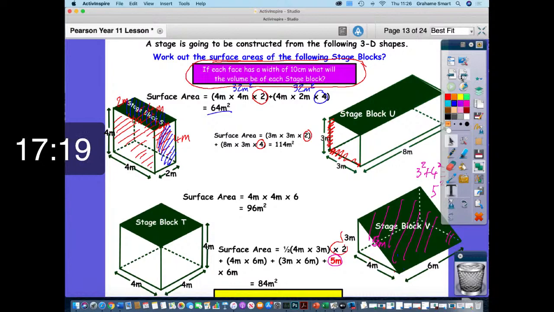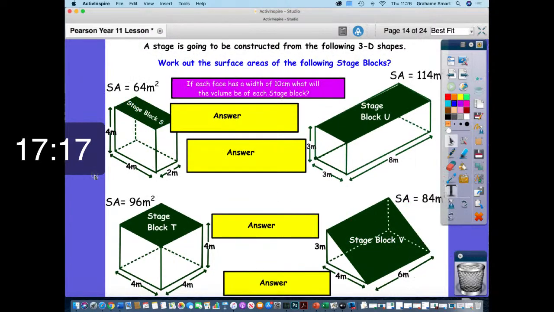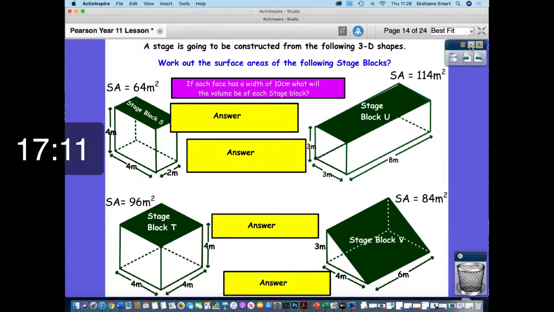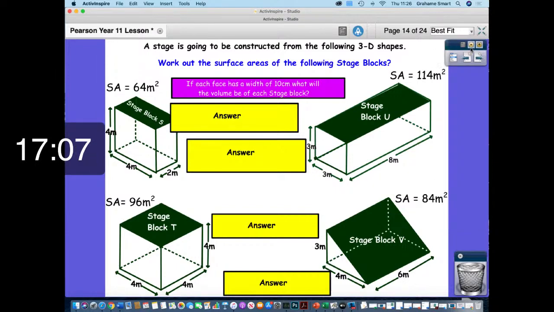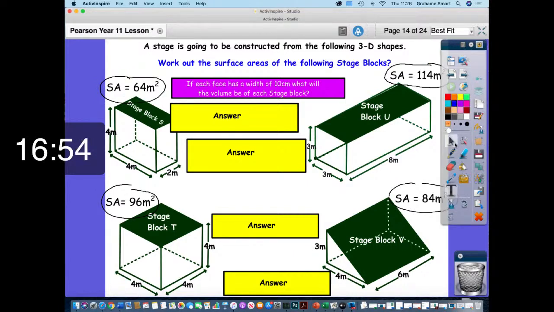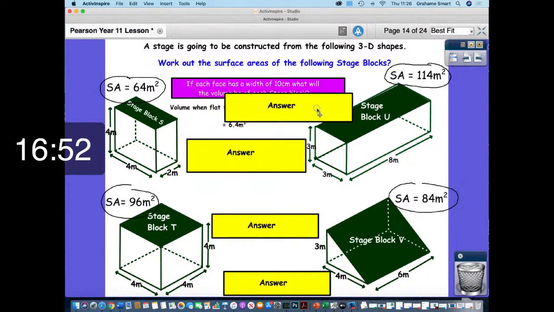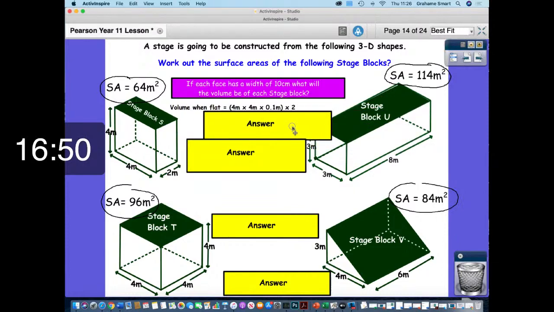In purple, okay, I asked you, if each face has a width of 10 centimetres, what will be the volume of each stage block? Just to quickly reiterate here, what I've done is I've written what the surface areas were from the previous. I've just reminded you of the surface areas so you can see what they are. And I'm just going to go through the calculations on the first two and show you how you may have done it. Okay, so volume when flat.